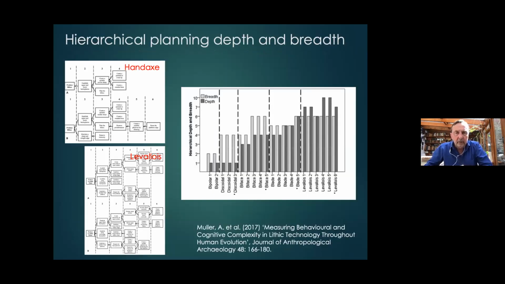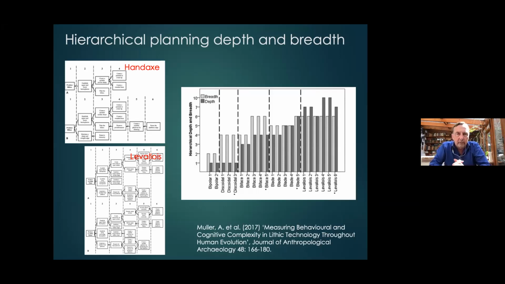And there's just been a paper pursuing a similar approach, Muller et al. There they create this planning depth and sequence of activities. But they make a distinction between the breadth of those activities and the depth, so the number of steps versus the diversity of the steps that are involved. And that, again, is a beautiful example where you can extract out differences more clearly.